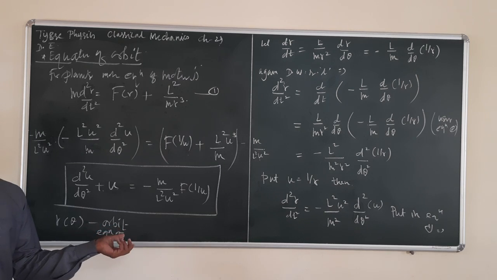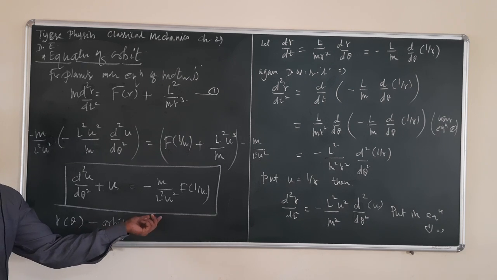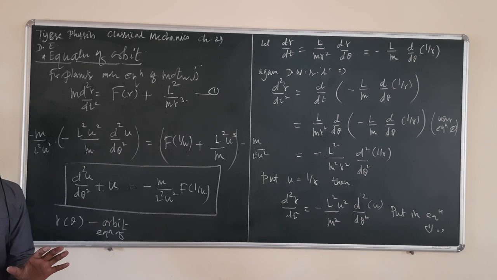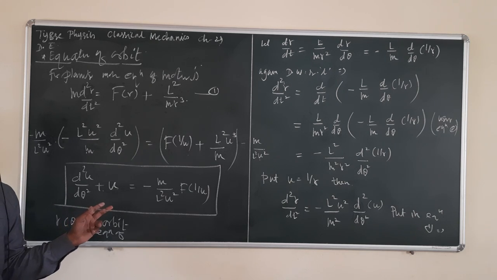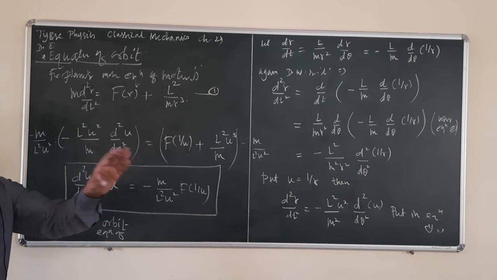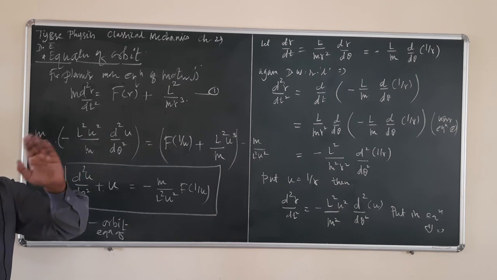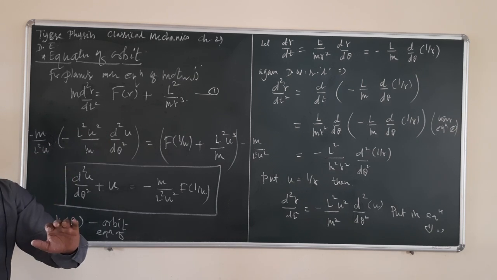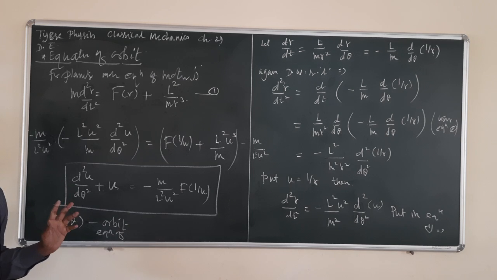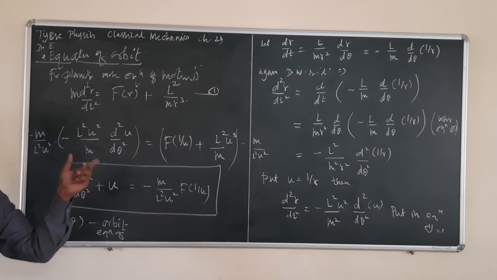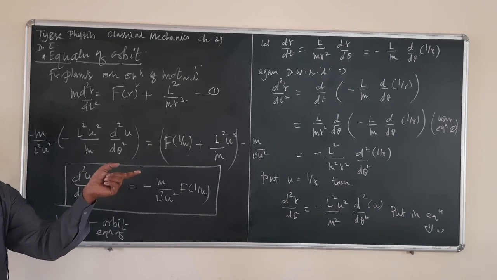We know that for a circle, r is equal to a constant, so that is the equation of the orbit. For an ellipse, we have x square divided by a square plus y square divided by b square is equal to 1. So that is the equation of the orbit. We have to convert that equation in terms of r and theta.